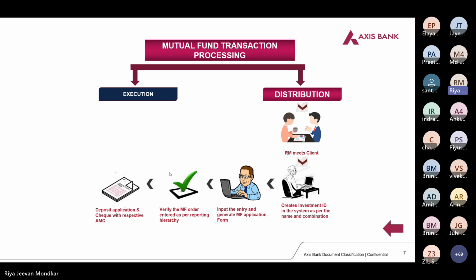We will get a confirmation from the AMC. We will update it in the IPS. But your transaction will not be matched because it was not verified by your supervisor. And then the revenue will not be given to you.